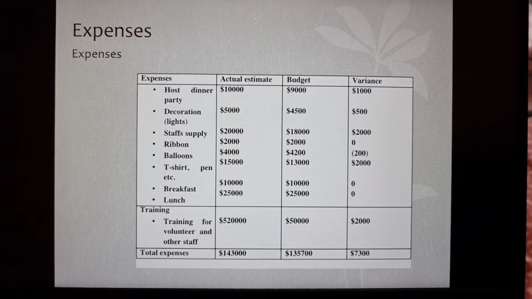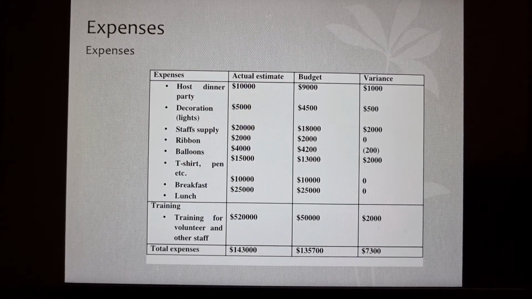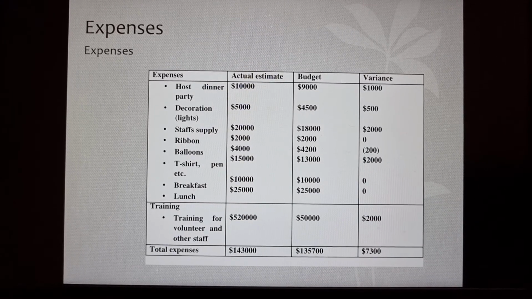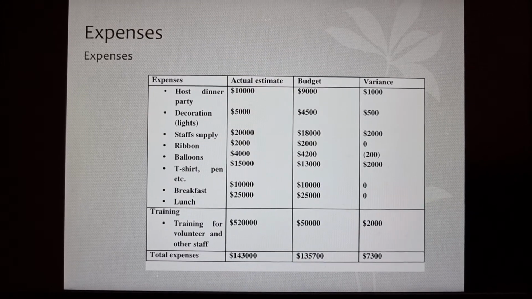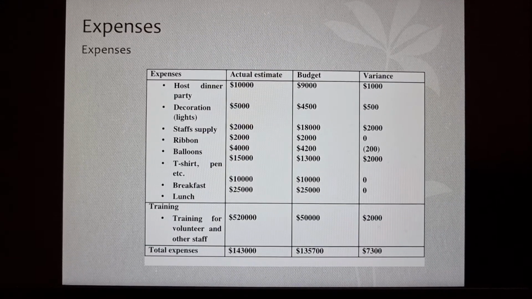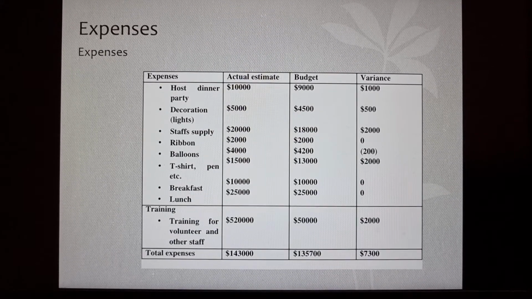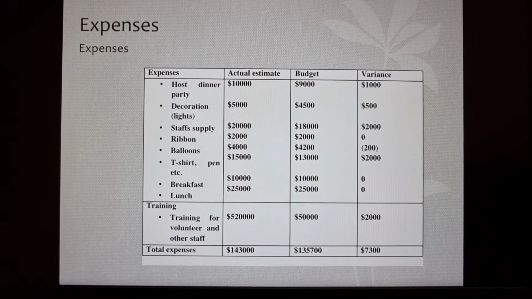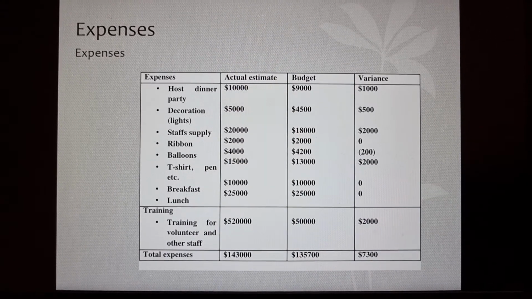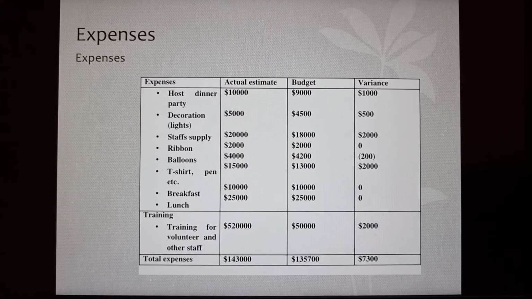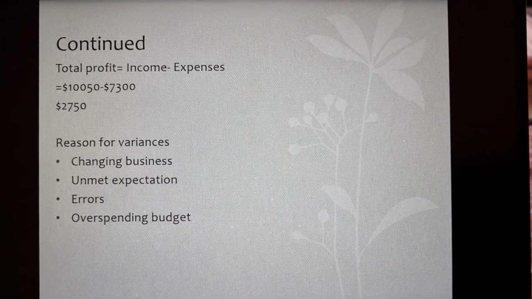The other table talks about the expenses side. The expenses include the host dinner party, decorations, staff supplies, ribbons, balloons, t-shirts, pens, as well as breakfast and lunch. There is also training for the volunteers and other staff. The budgeted expense was around 135,700, while the actual expense increased as we went over budget to around 143,000. So there was a variance of 7,300.